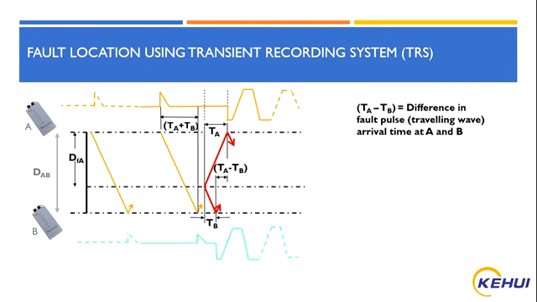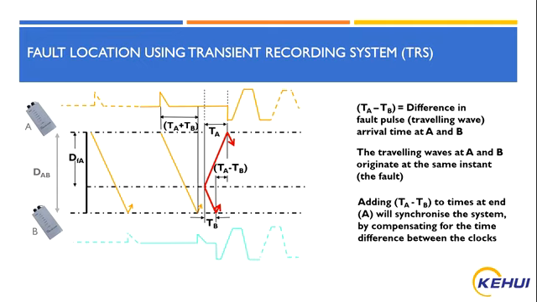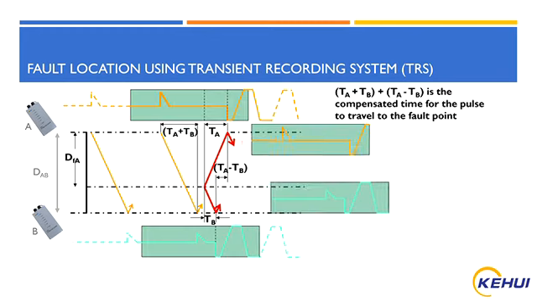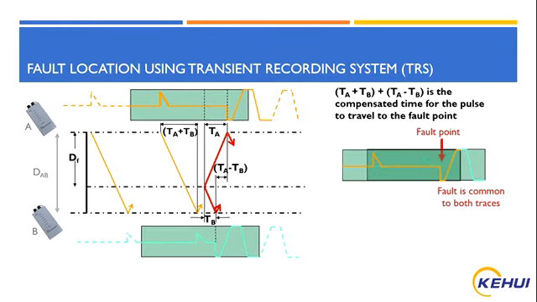Because they were both initiated by the fault, we know that this was the same instant in time, and so, by adding TA minus TB to the time at end A, we will synchronize the system by compensating for the time difference between the clocks of the two units. If we superimpose the traces from either end of the line, we can line them up at the common fault point. The difference in time between the departure of the synchronizing pulse from end A to its arrival at end B can now be redefined to correct for the lack of synchronization between the internal clocks of the two units.